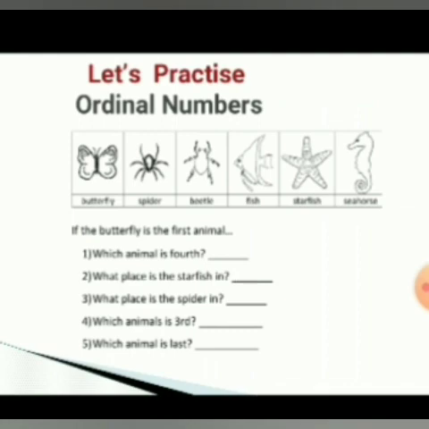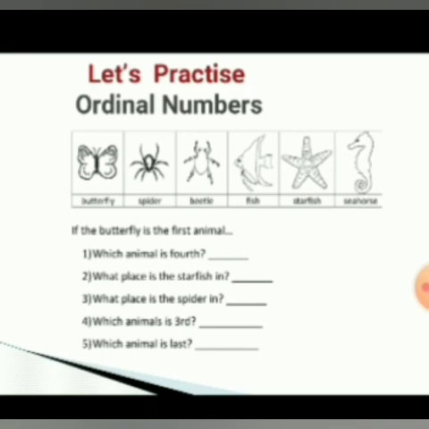So students, now we have almost completed the first chapter. So let us practice about ordinal numbers. If you look at this, there are 6 pictures, right? One is butterfly, spider, beetle, fish, starfish and seahorse. If the butterfly is the first animal, then you have to answer these questions.